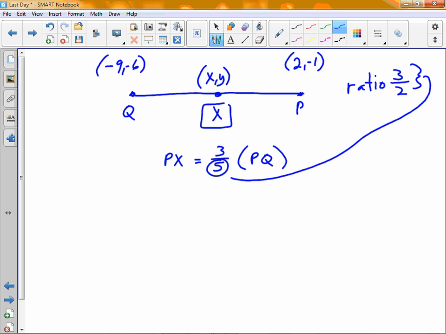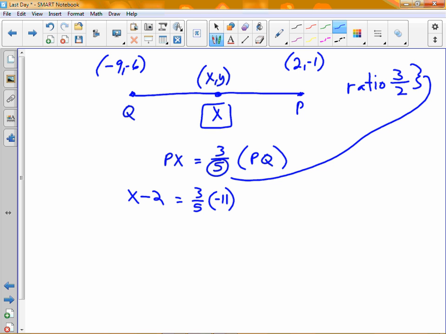I would say X minus 2. That would give me the distance, and so I would have a number right there for that. So X minus 2 is equal to 3/5 of the whole thing. Well, the whole thing is 2 minus -9. What's 2 minus a negative, or -9 minus 2? What's -9 minus 2? -11. That's how I find my X value. X minus 2 equals 3/5 times -11.